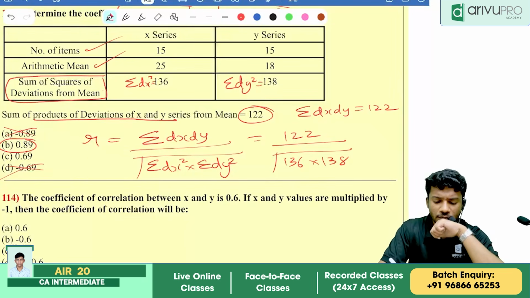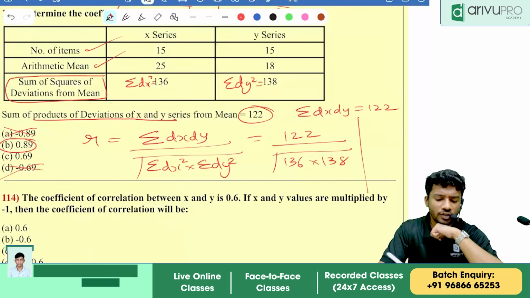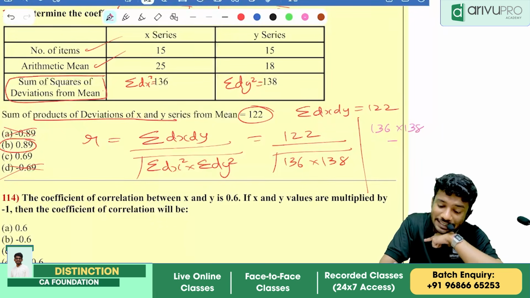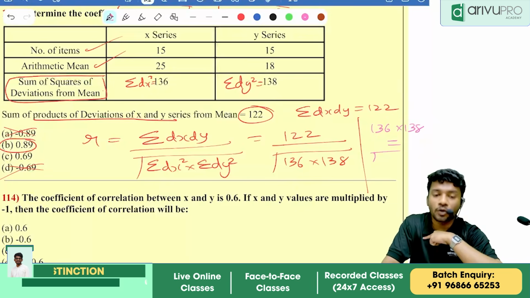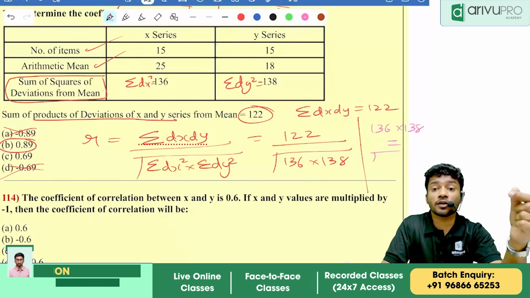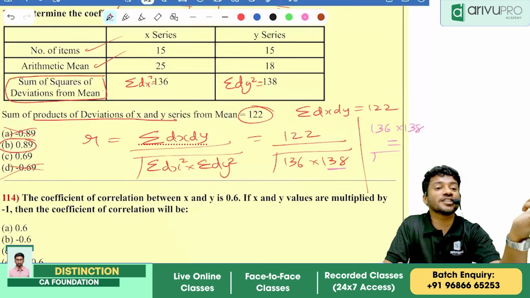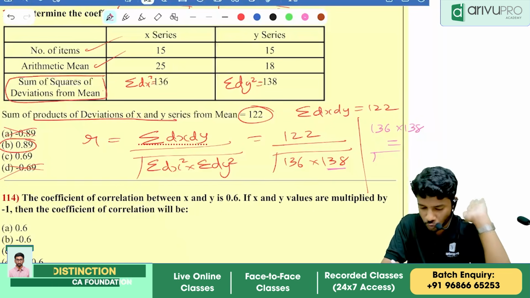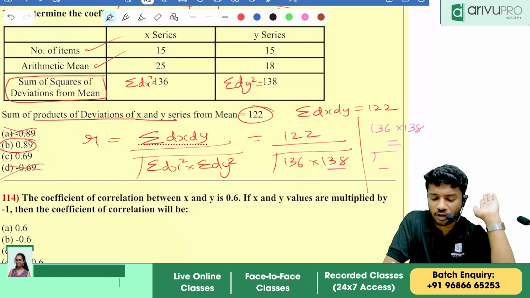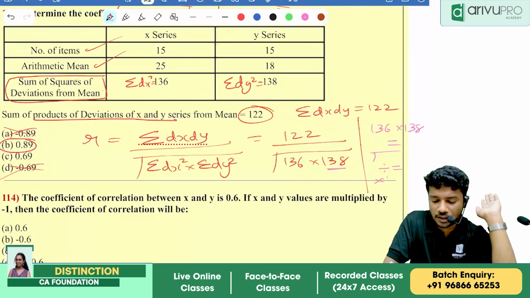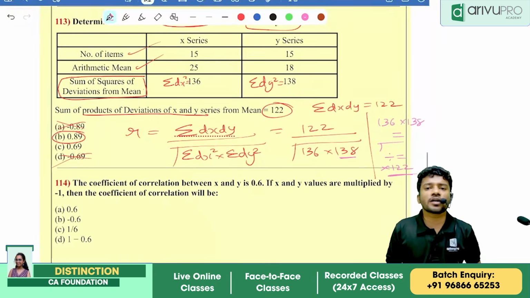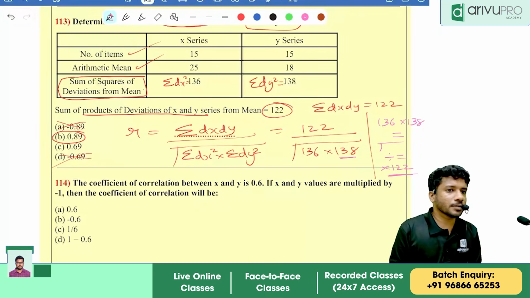Now my next question. People, how to do this in the calculator? First you will find the denominator. How to find the denominator in the calculator? 136 into 138, then click equal to, then click root. Why did I click equal to and then click root? Otherwise, you will click the root of 138. That will be a mistake. Always click equal to and then click the root sign. Then, once you have the denominator, click divide, equal to, multiply it with 122, and it will give you the answer. I hope everyone got this.